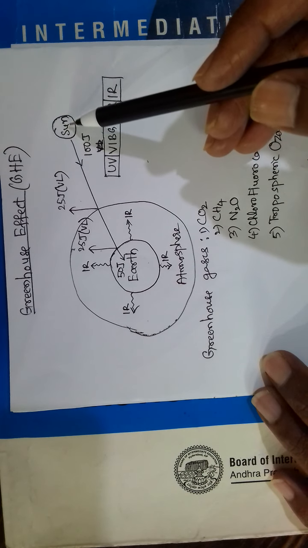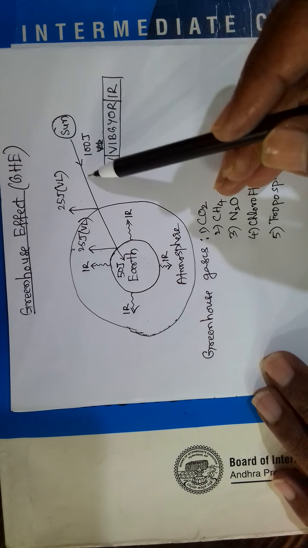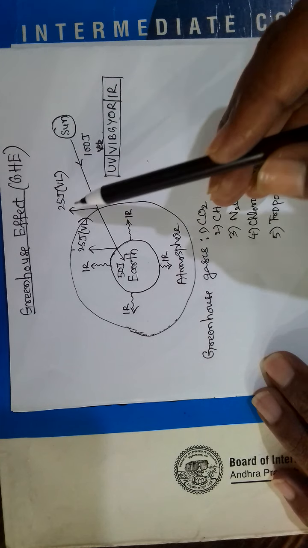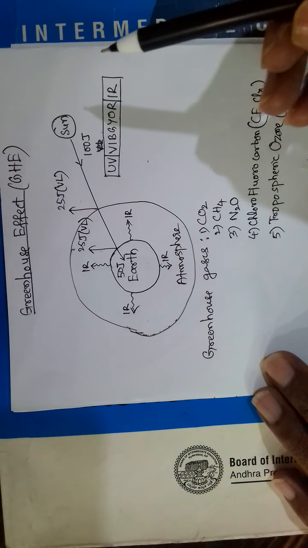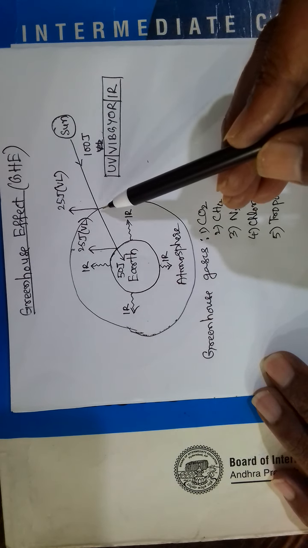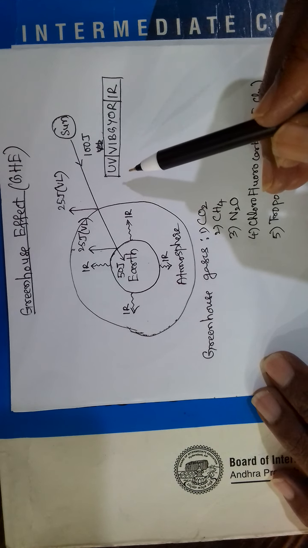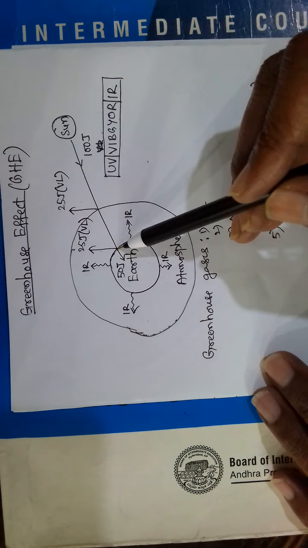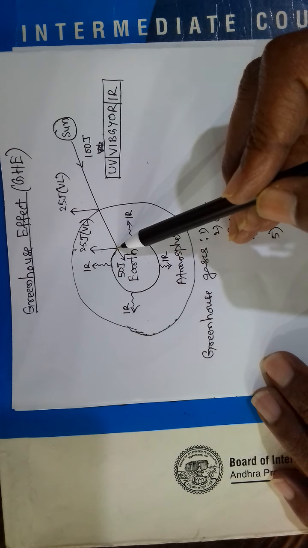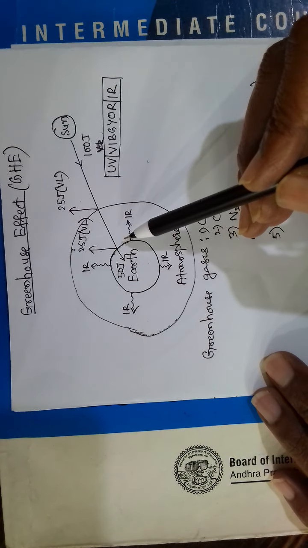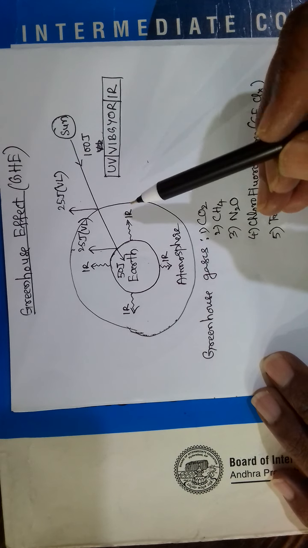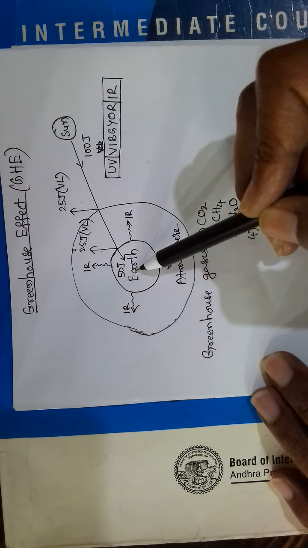Out of the solar radiation received, about 25% is reflected by the atmosphere. Another 25% is reflected by the earth surface. Now, the remaining 50% is absorbed by the earth.